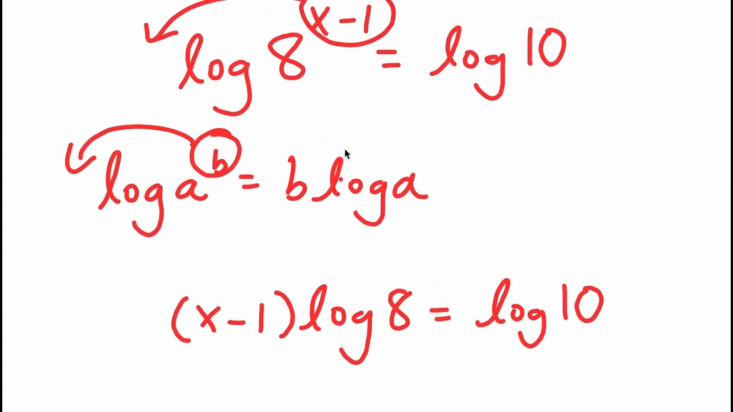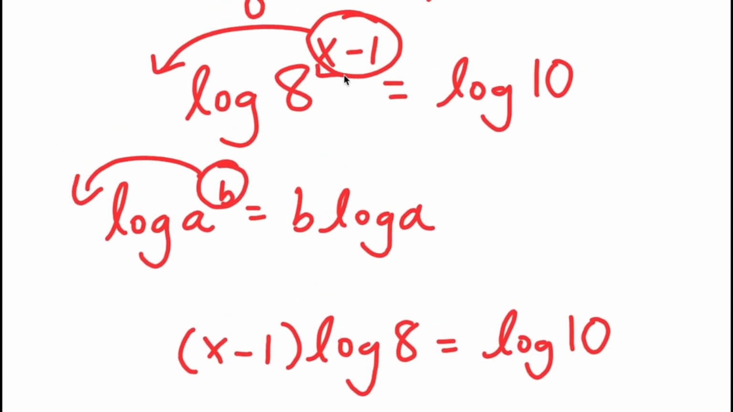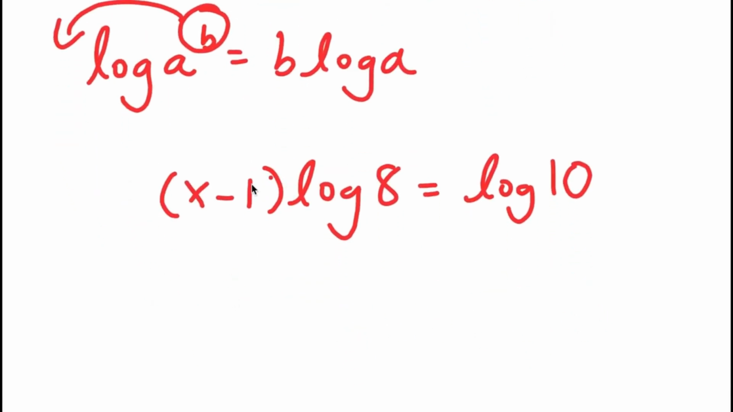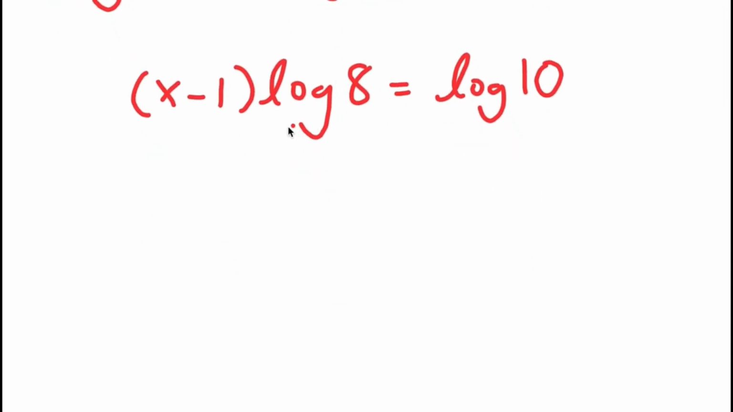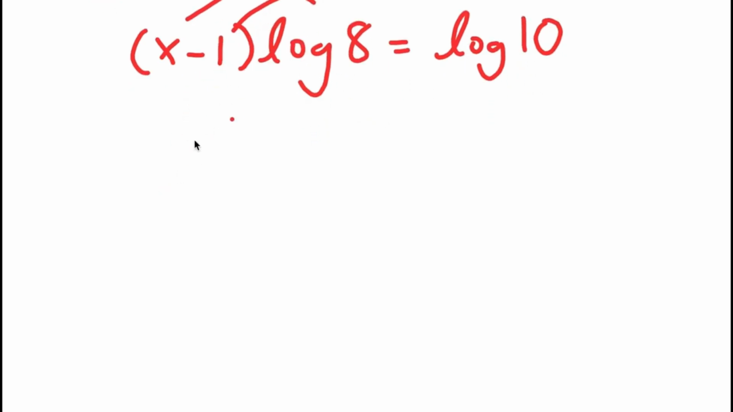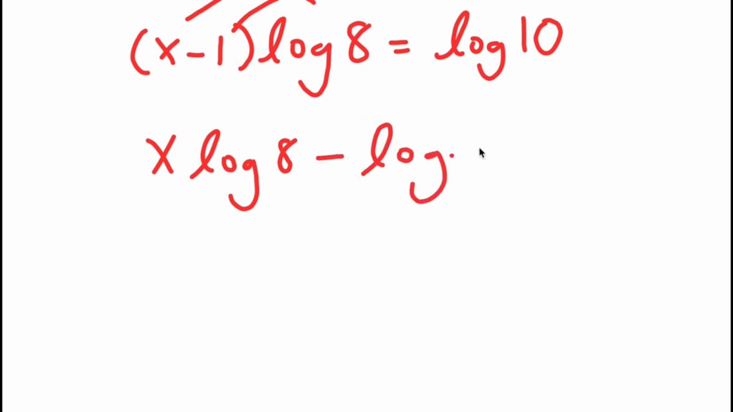And this property is really important because before, x was an exponent, and it's really hard to solve an exponential equation, but now we moved x, and now it's a real term, and it's much simpler to solve. So now what I'm going to do is distribute my log 8 here. So now I get x times log 8 minus 1 times log 8, which is just log 8, is equal to log 10.